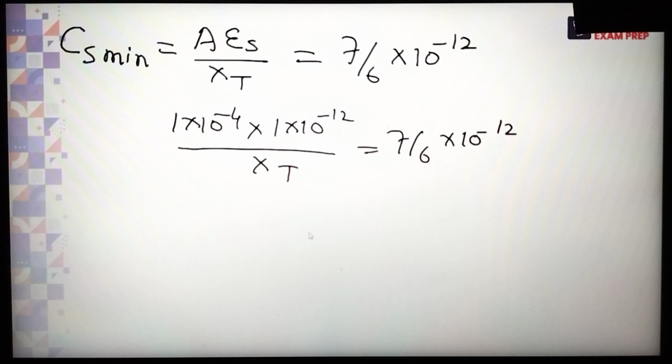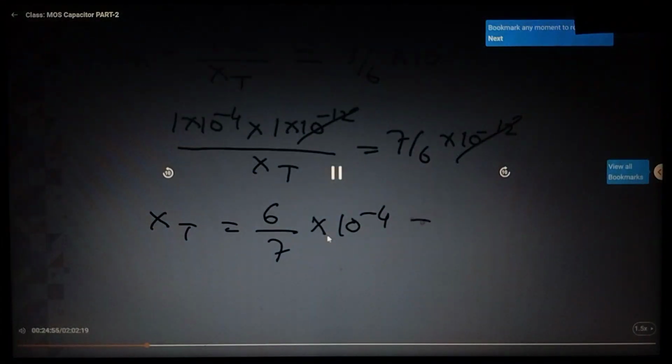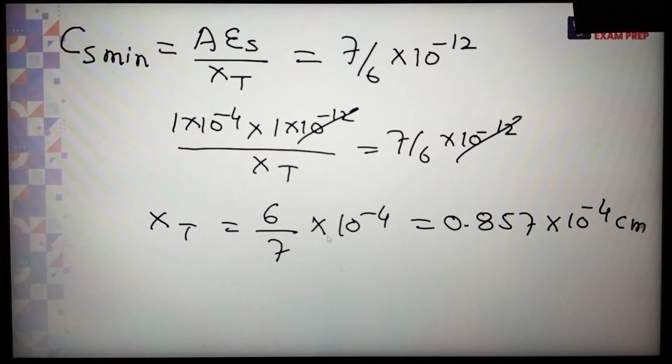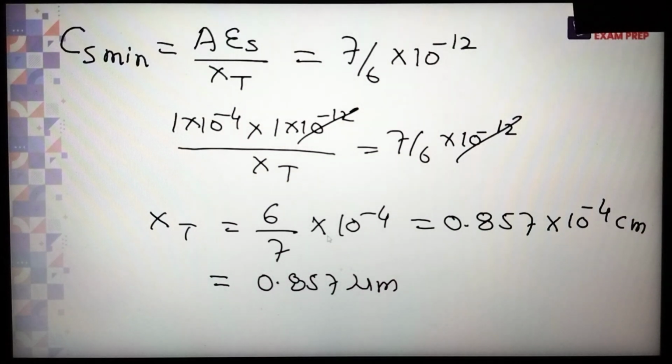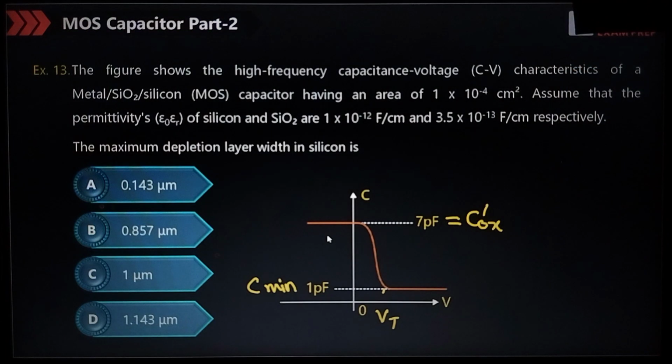Please solve that. ht is 6 by 7, right? It will become, this 12 cancels, 10 to the power minus 4. What is the 6 by 7? 0.857 centimeter. To convert it into micrometer, which answer is correct?